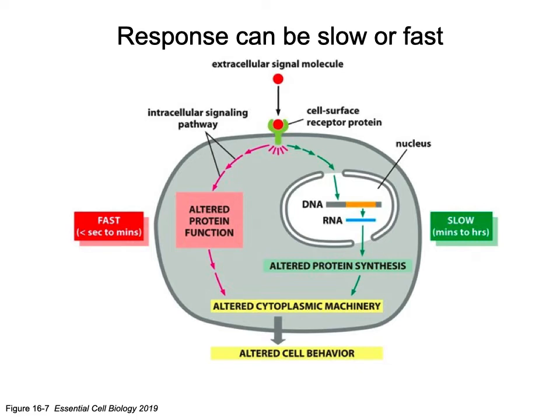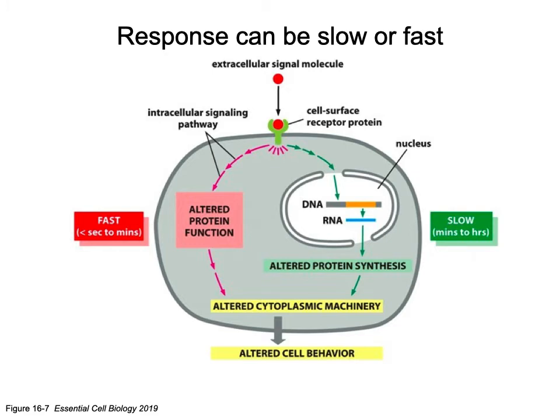It can also alter protein synthesis, so we can have an effect on RNA production or the stability of the RNA that's being produced. So we can either increase protein expression of genes, or we can decrease protein expression of genes. And then we can also have altered cytoplasmic machinery, which means we can have changes in vesicle docking, rearrangement of the cytoskeleton, and just this kind of altered cell behavior.